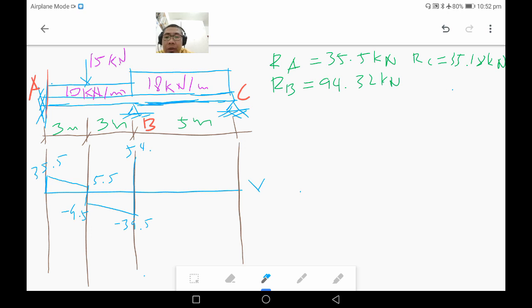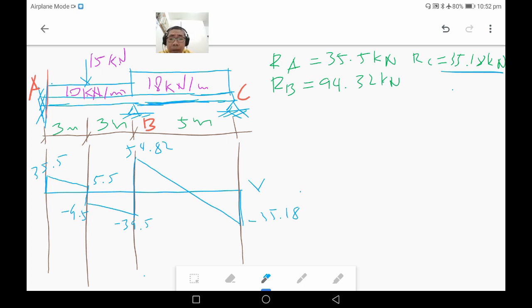54.82. And the 54.82 minus 18 times 5, that is negative 35.18. So, dito, negative 35.18. And we have value of C, no? 35.18. So, akyat yan, balik 0, no? So, that is our shear diagram.